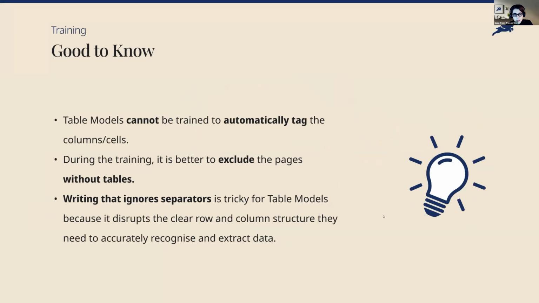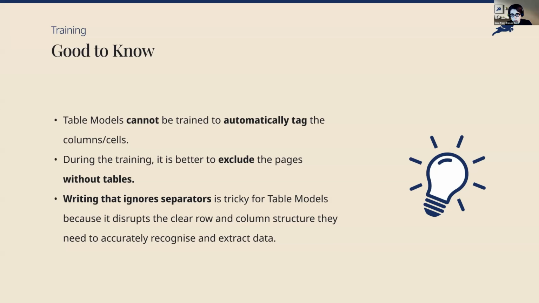It's important to remember that tables models cannot be trained to automatically tag the columns or the cells. I think Elena showed you how to tag a column, a cell. This can be done manually, but the model cannot learn to do that. So if you want to do that, it can enrich your data and also the page XML if it's valuable for your project, but the model cannot do that automatically. During the training, it's better to exclude the pages without tables.